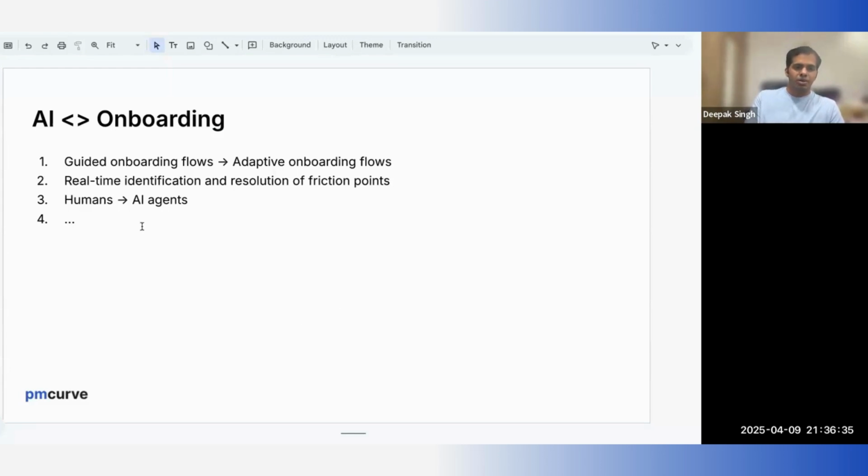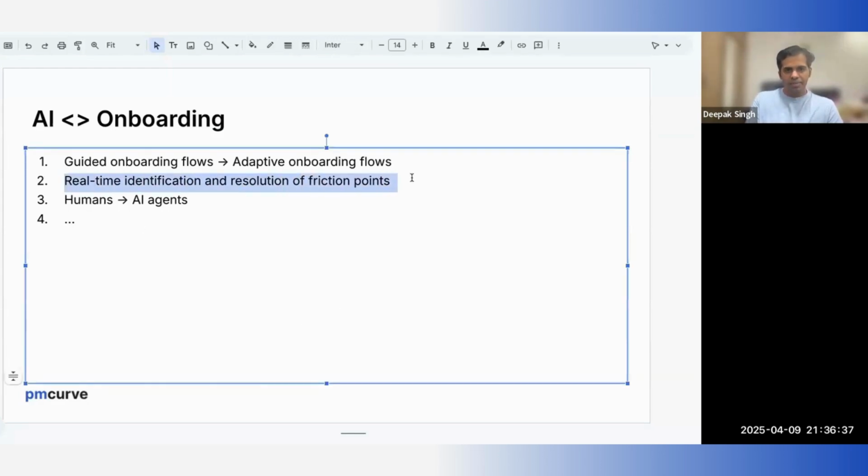The second thing that is going to happen with AI is that AI is able to interpret data in real time.